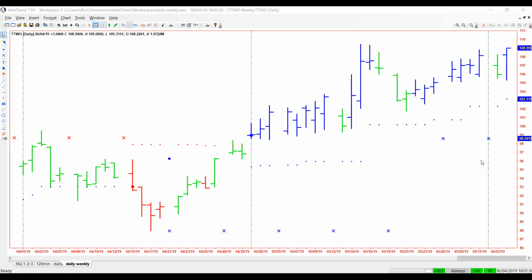Or you can use a little longer time frame if you don't care to look at it ever during the day. Then you can use more of a daily, weekly chart, which works very well. And again, it's been just a terrific year. Really, really profitable using the signals.